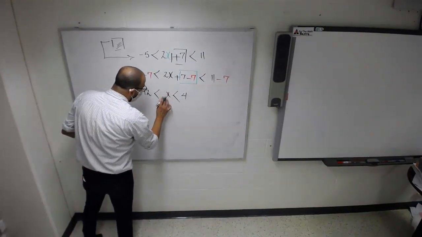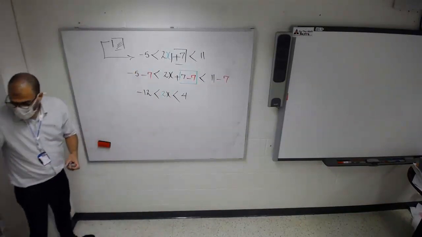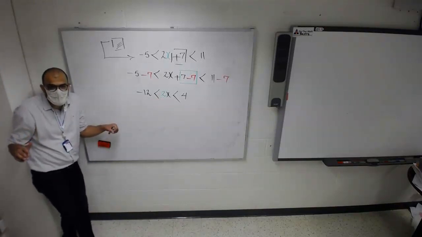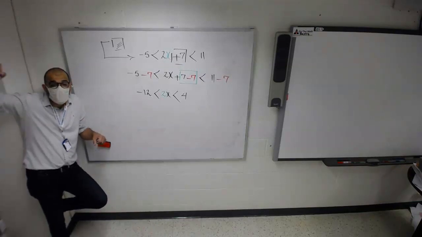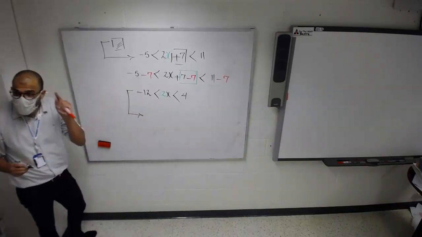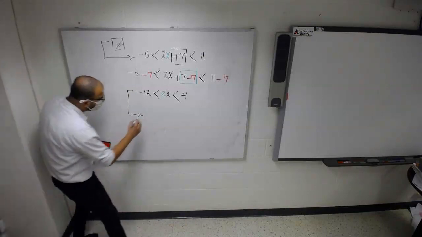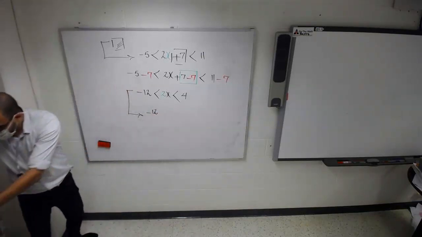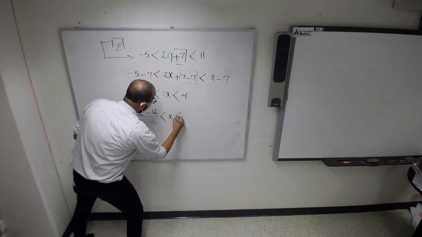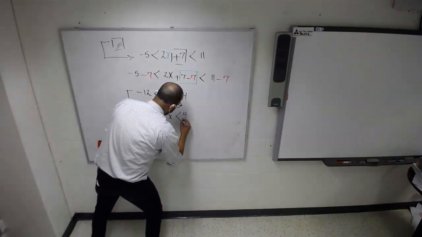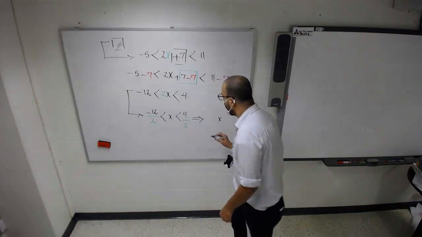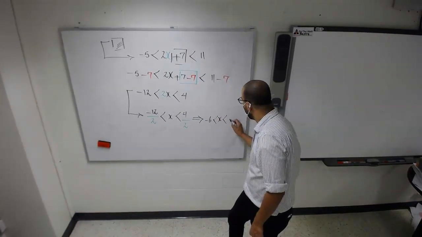Now look at this. I am almost there to isolate x, but I have a coefficient. If I divide every side by 2, then the coefficient of x becomes 1, and that's what I intended. I notice that 2 is a positive number, so the signs stay. It becomes minus 12 divided by 2 is less than x is less than 4 divided by 2. At the end, x is going to be between minus 6 and 2.